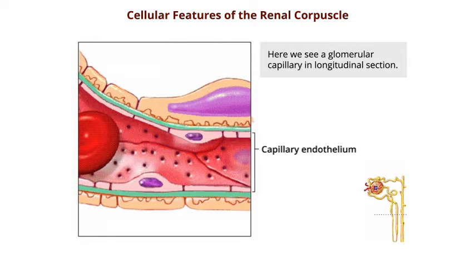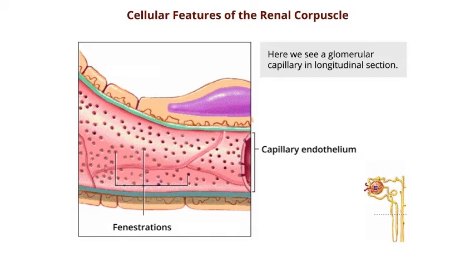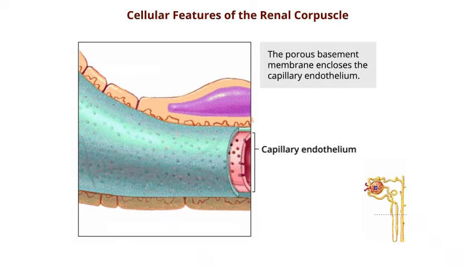Here we see a glomerular capillary in longitudinal section. The endothelial lining shows small openings called fenestrations, which allow for the passage of water and solutes such as ions and small molecules. Let's see a view of the endothelium from outside. Now, as the capillary endothelium is completed on the screen, you can see the fenestrations more clearly. Let's now see a basement membrane. The porous basement membrane encloses the capillary endothelium.